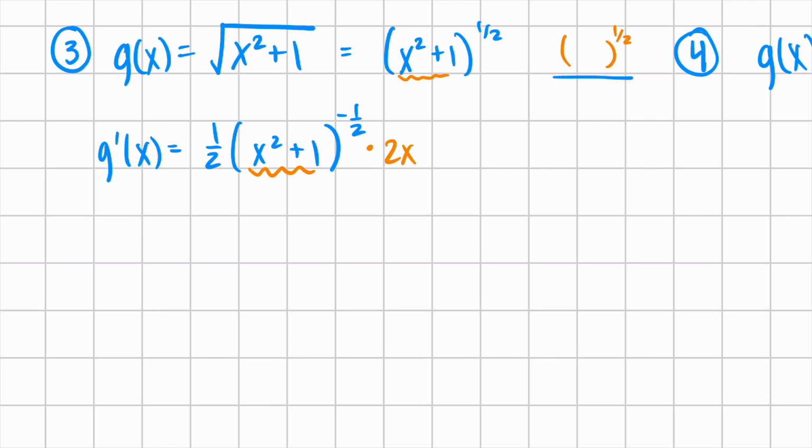To simplify, notice 2 times 1/2 is 1. I'm going to write this as x in the numerator over, I'm going to have x squared plus 1 to the 1/2 in the denominator. So I'm going to write it as the square root of x squared plus 1.